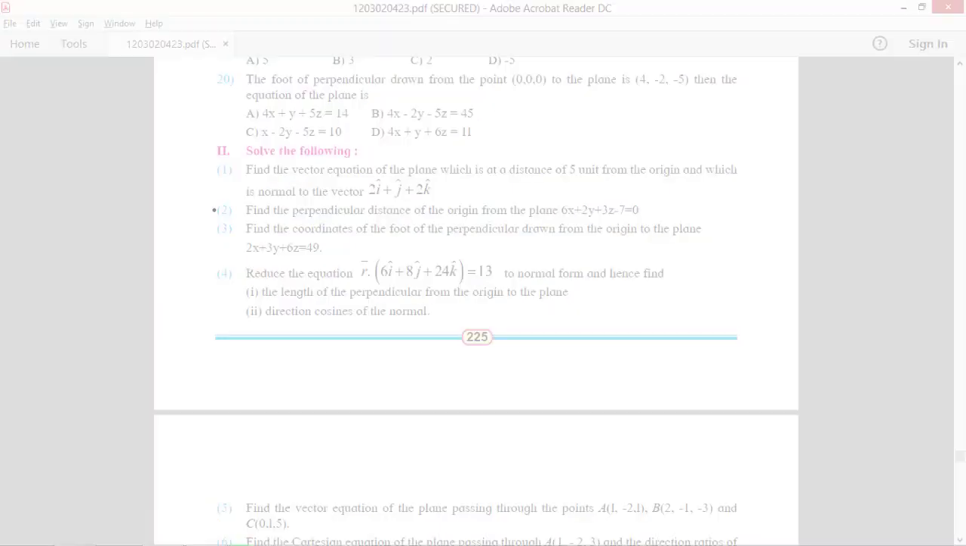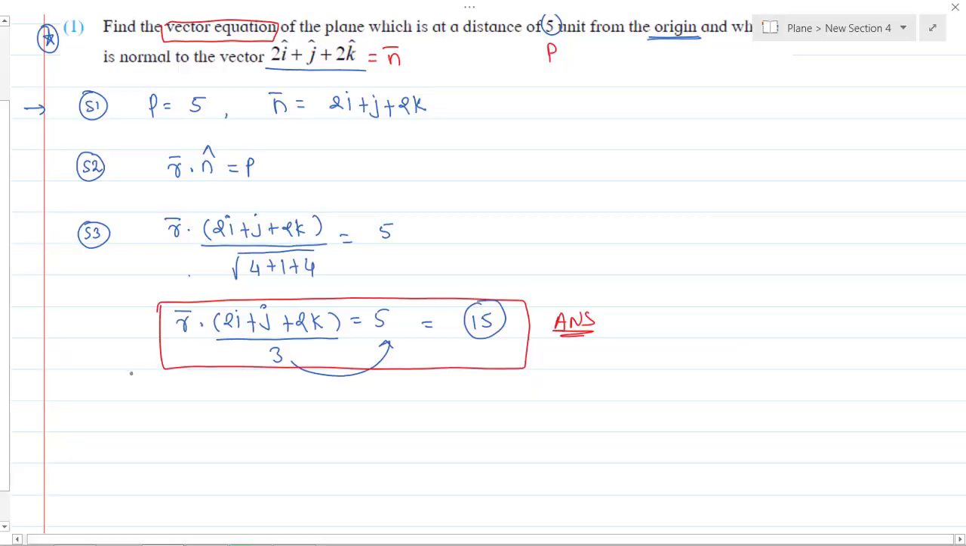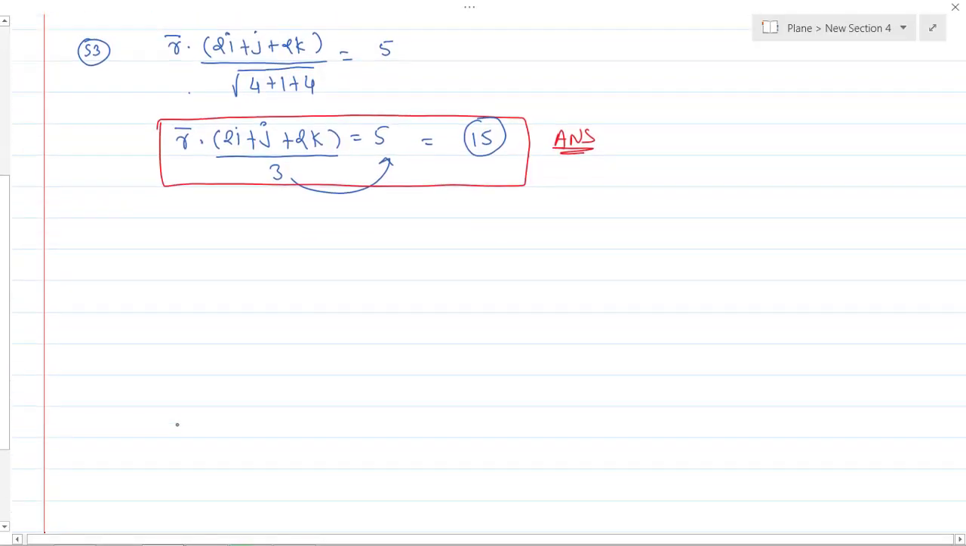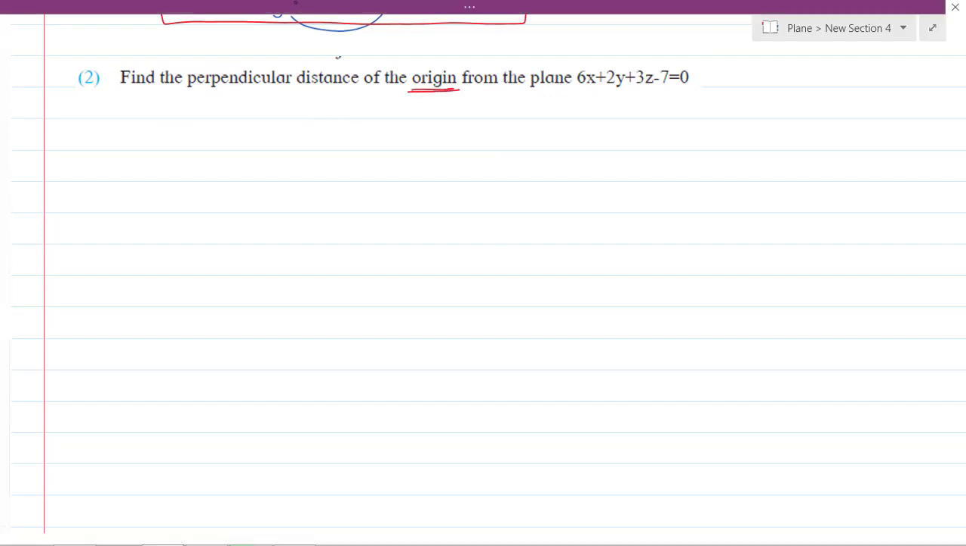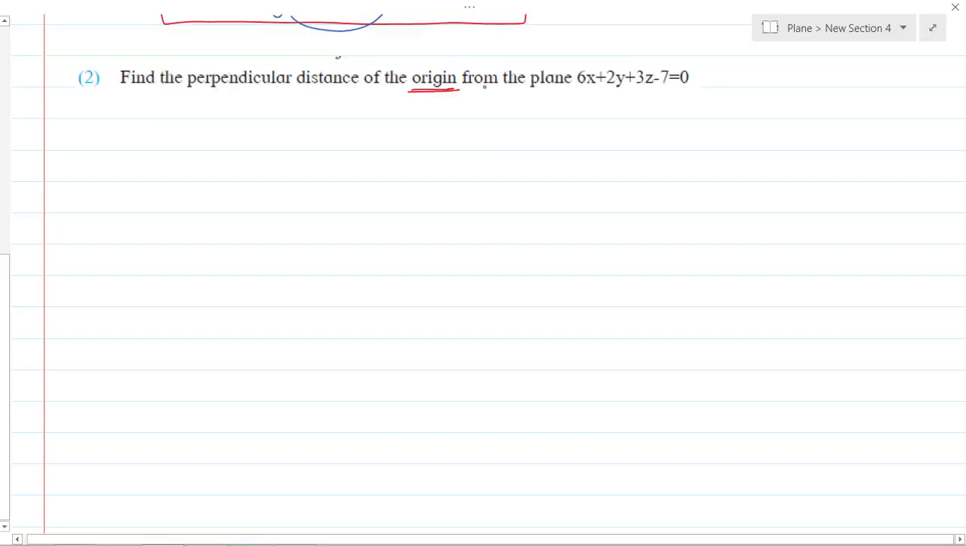The second question is: find the perpendicular distance of the origin from the plane. Let me have some space here. Find the perpendicular distance of the origin from the plane. This is nothing but just the extension of the previous question. This is the equation of a plane, and they have not mentioned anything about this plane, which means we have to take it in the standard form.